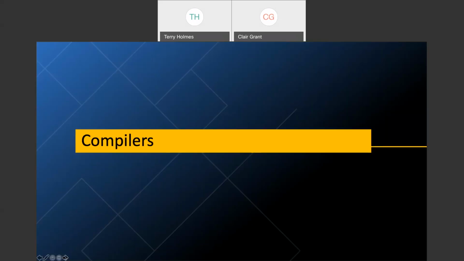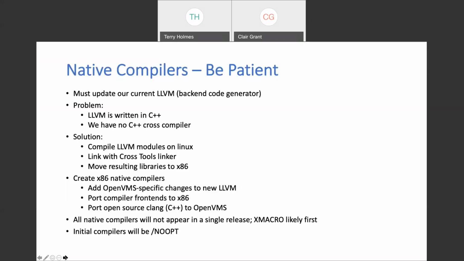So let's move on. Compilers. This is what everybody wants to know, right? When are we going to have native compilers? I hate terrible answers, but be patient, I think, is the best thing we can say right now. And I'll try to explain why.